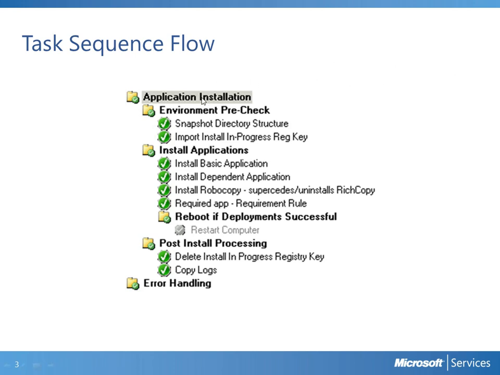And I'll ask them, okay, what's the next place we go from here? And they'll say, well, okay, we go to the next group, in this case, environment pre-check. And then I'll say, okay, great, so where do we go from there? Then they'll say, well, we go to the next step, which in this case is snapshot directory structure. I'll say, okay, good, so now where do we go?